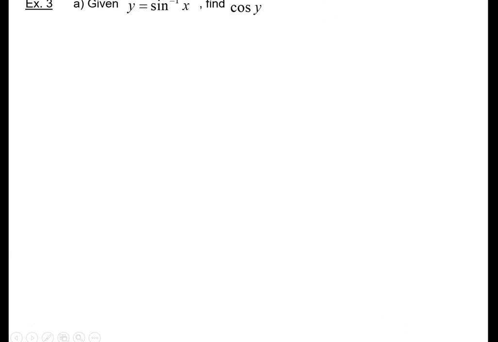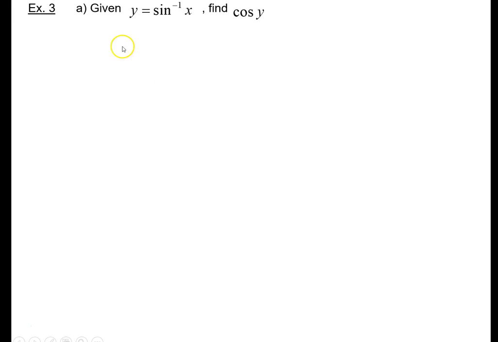Okay, let's give this one a try. It says, given y equals arcsine of x. And by the way, this is another notation for the inverse sine function. You may have seen this in pre-calc. We can either use arcsine or sine with this little -1. It's the exact same thing. They just use two different notations. It says find the cosine of y.